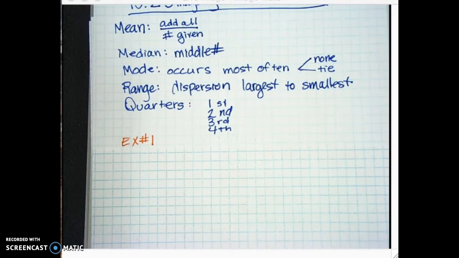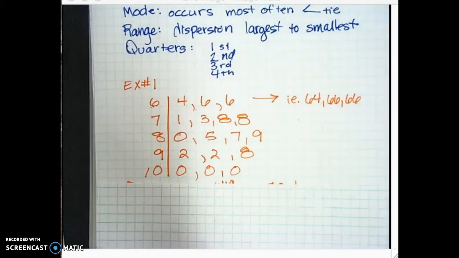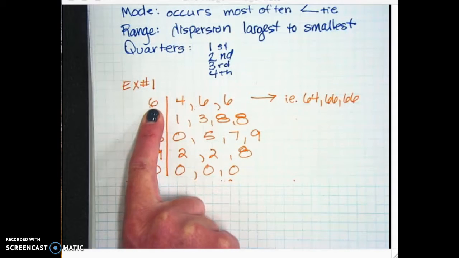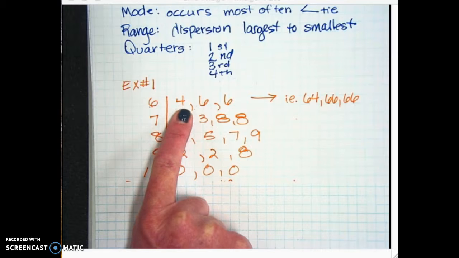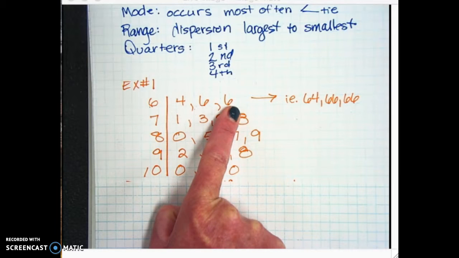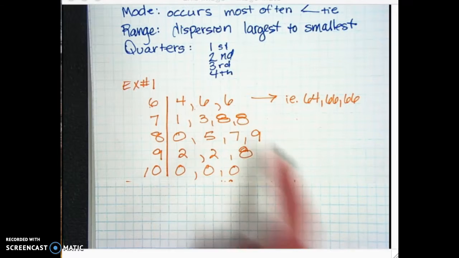One way of writing your numbers in shortcut is by writing them in a chart similar to this. So if you have your tens column on the left here and then your ones column over here, this number would be 64. And then this number would be 66, and this number would be 66, 71, 73, 78, 78, and so on.